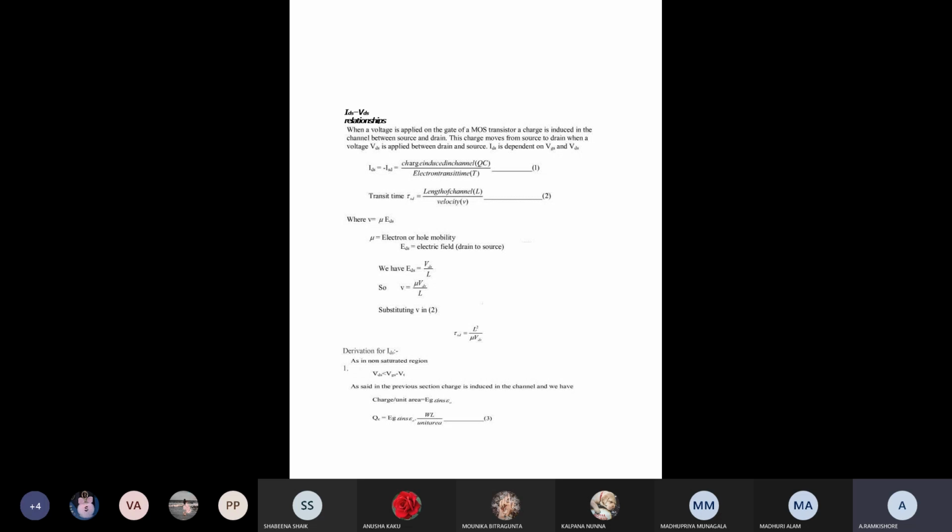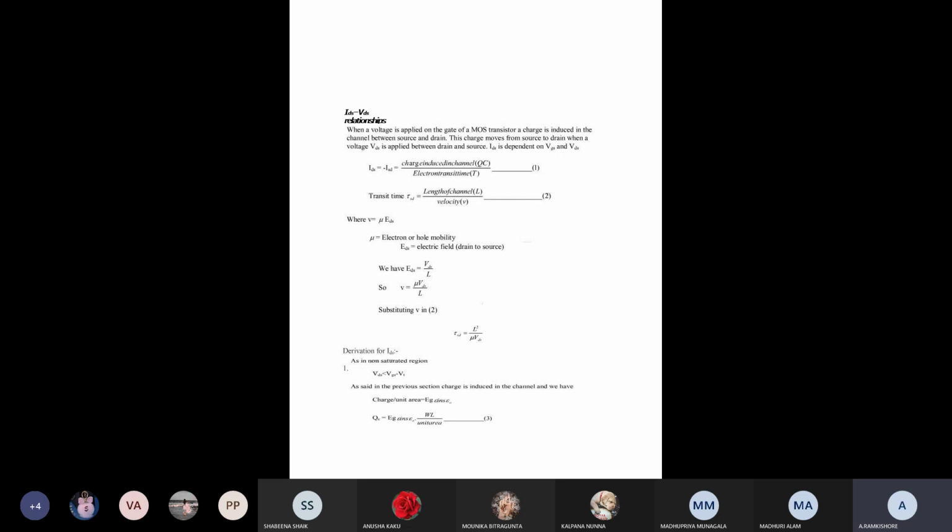That is nothing but length of the channel by velocity. So tau is equal to the transit time, the electronic transit time, tau from source to drain, that is equal to channel length L by V. So that will be denoted in equation 2.